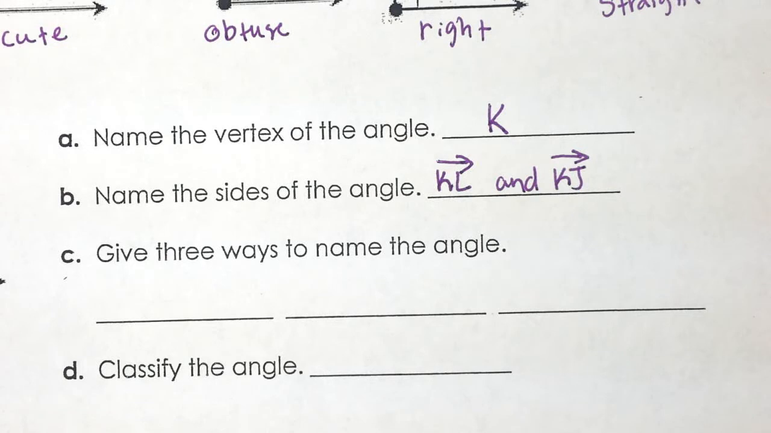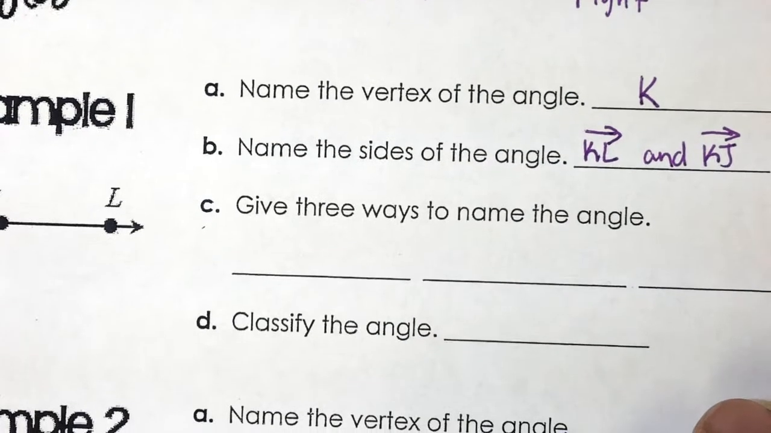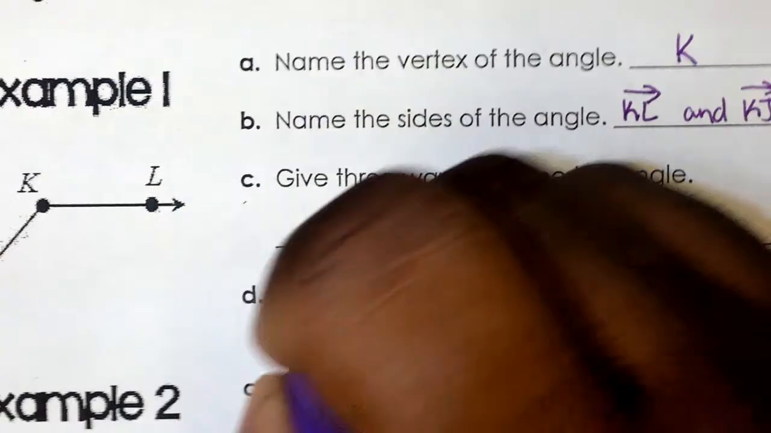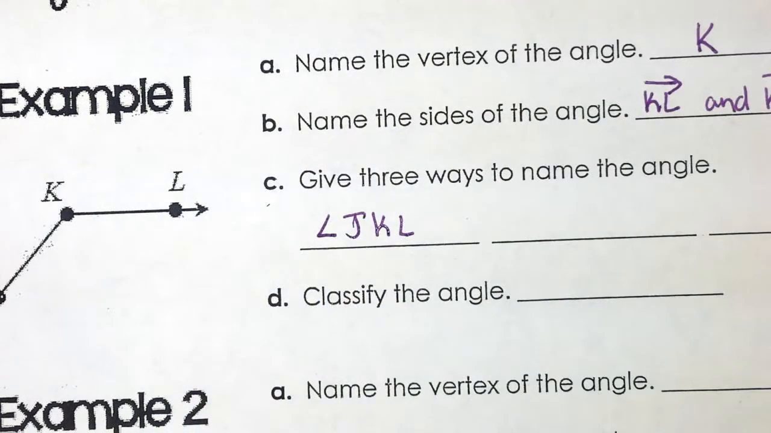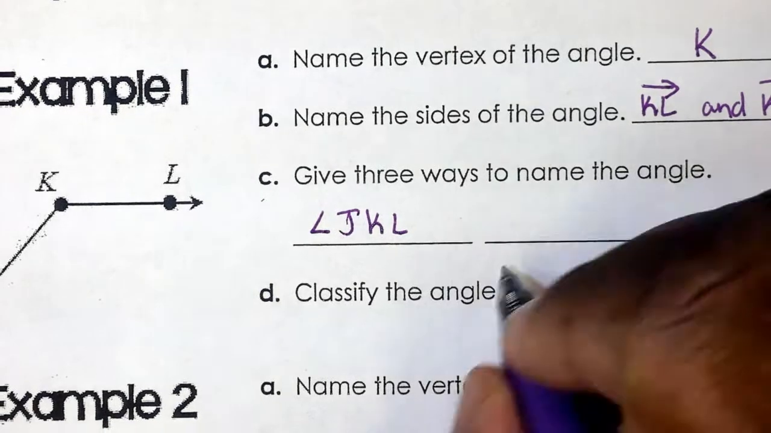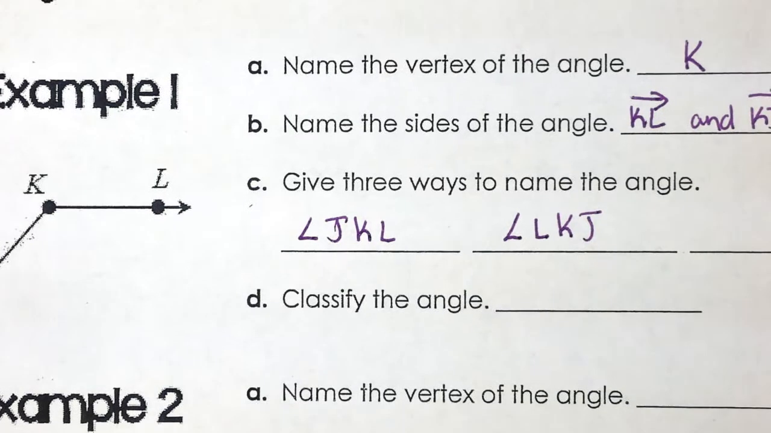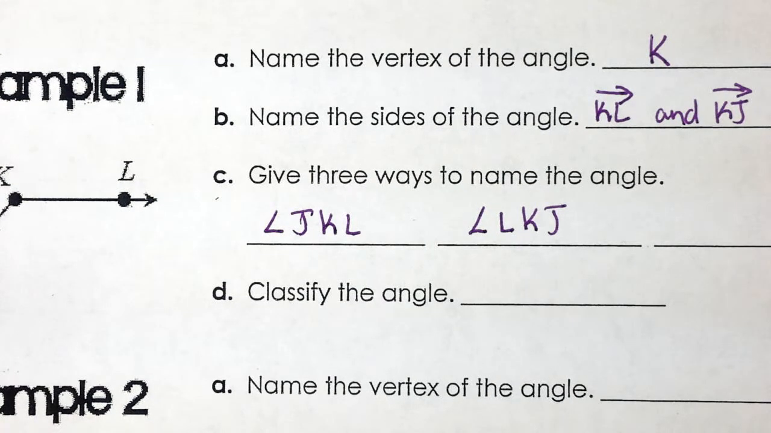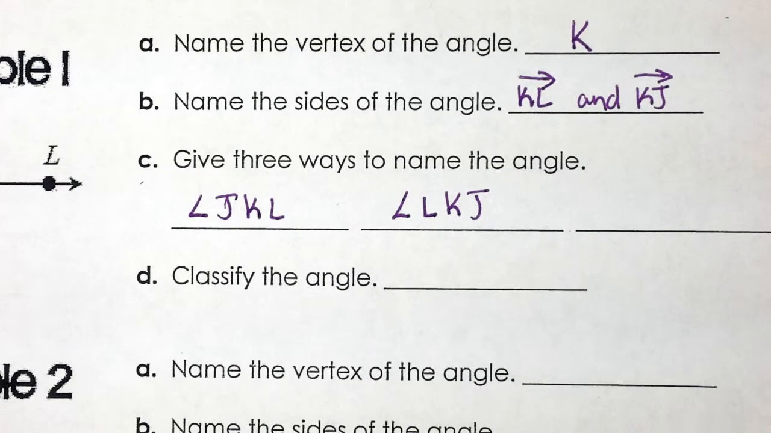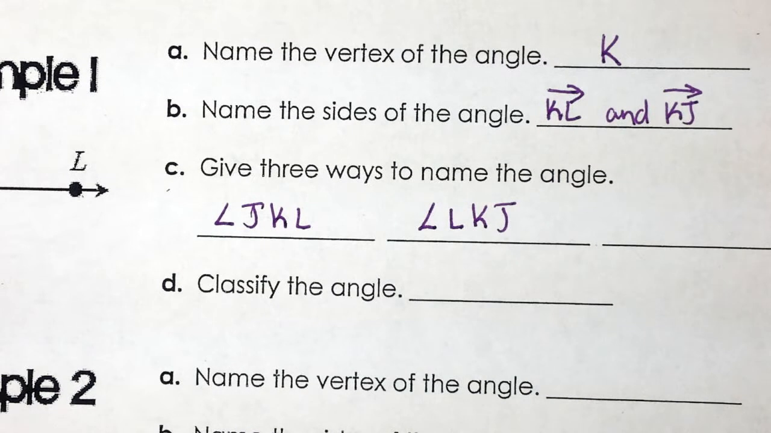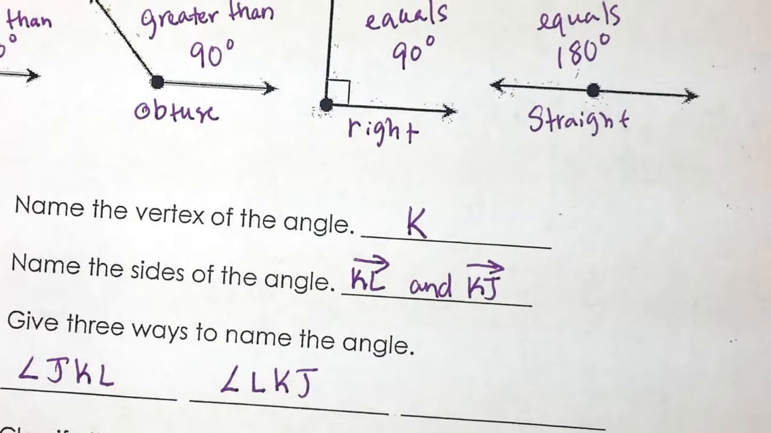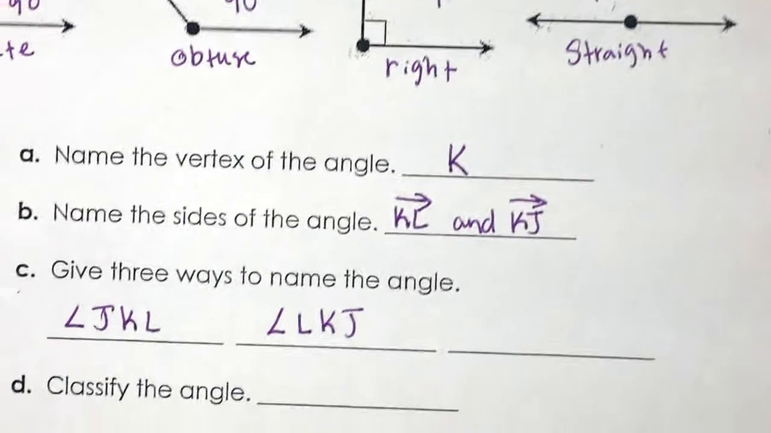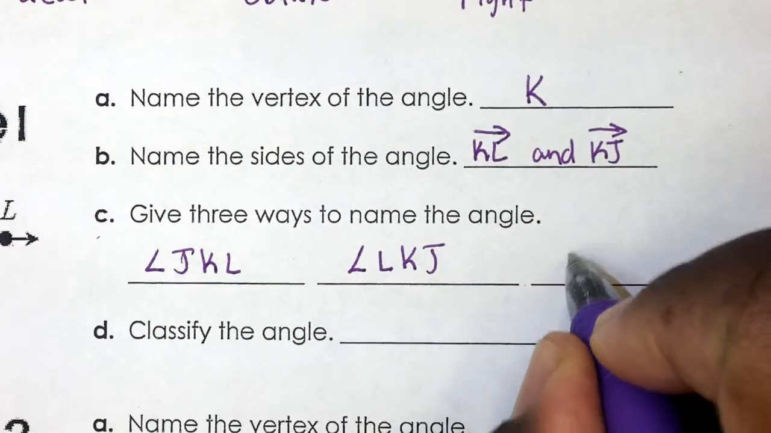Part C, give three ways to name the angle. Rachel, give me one way. How can I name this angle? Angle JKL. Clifton. Angle LKJ. Matt, third way. The third way, if you're reading up top, use a single letter if there's only one angle located at the vertex. So in this case, this is only one angle here. I can call this angle K.